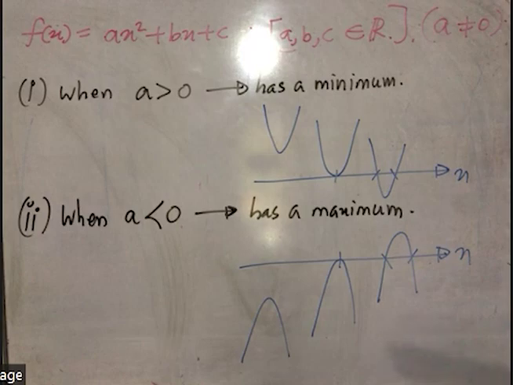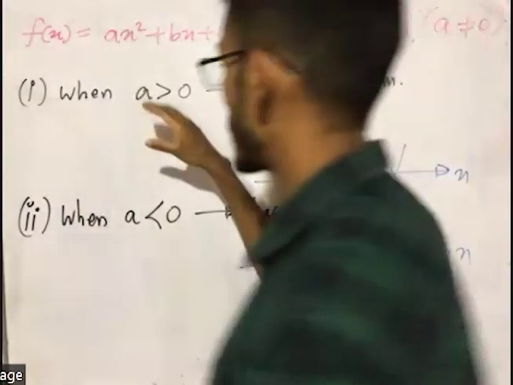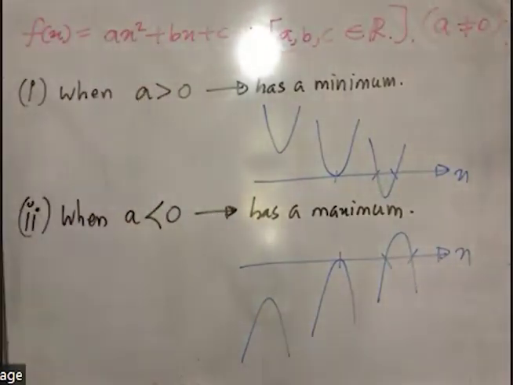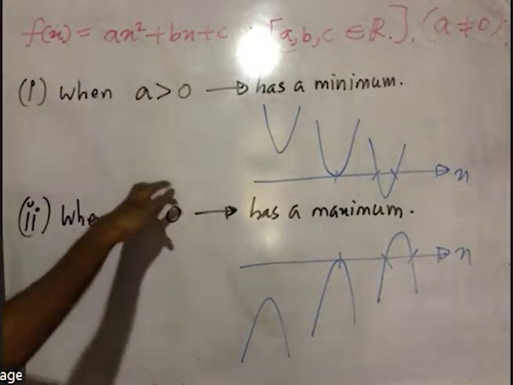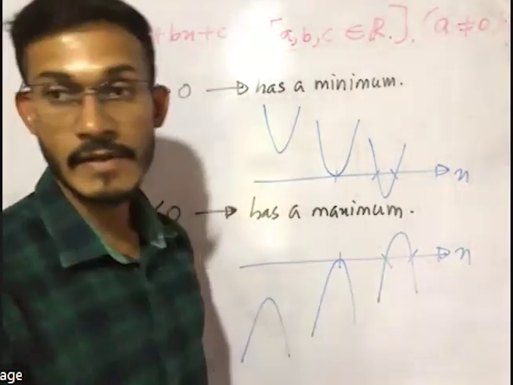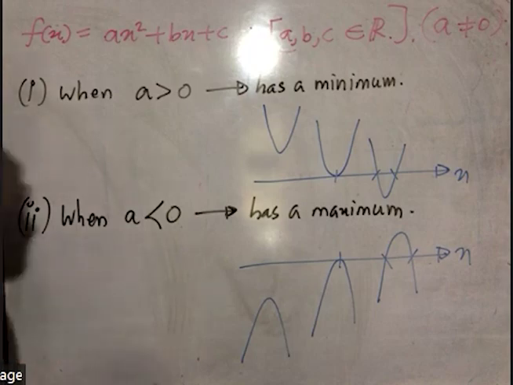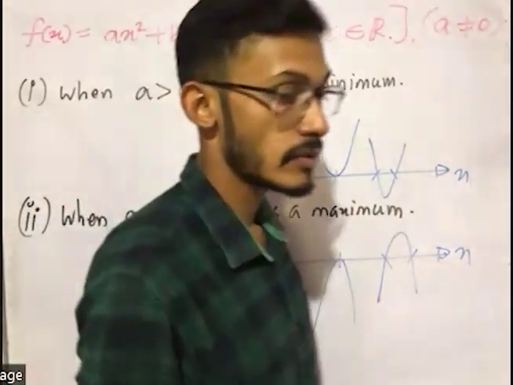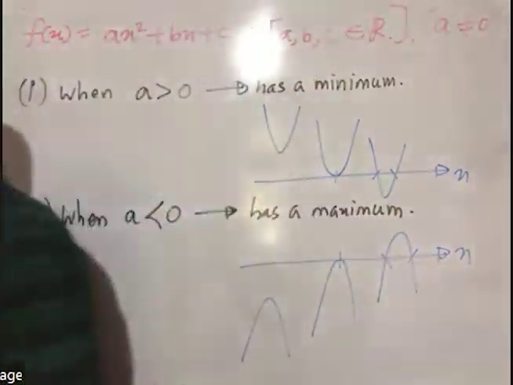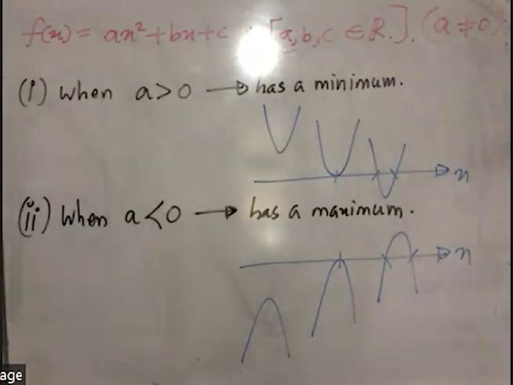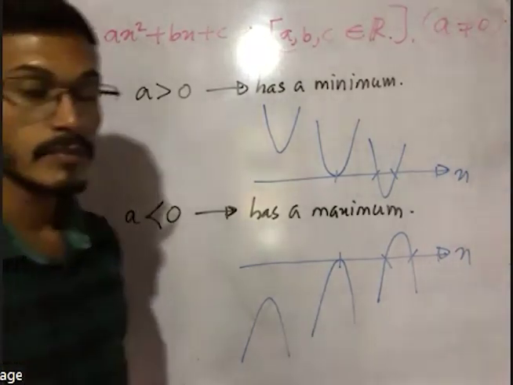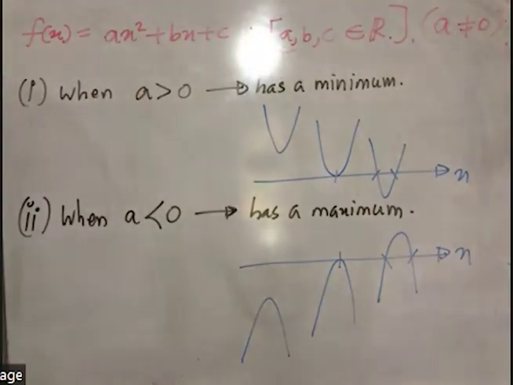So these are the two ways that the graph can exist. When the coefficient is greater than 0, it is a minimum point. When the coefficient is less than 0, it is a maximum point. Now you know the basic theory about quadratic equations, but there are some more theory parts. Before going to those theories, let's do some simple questions.